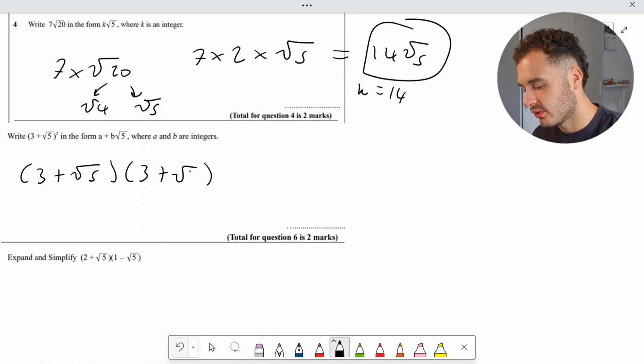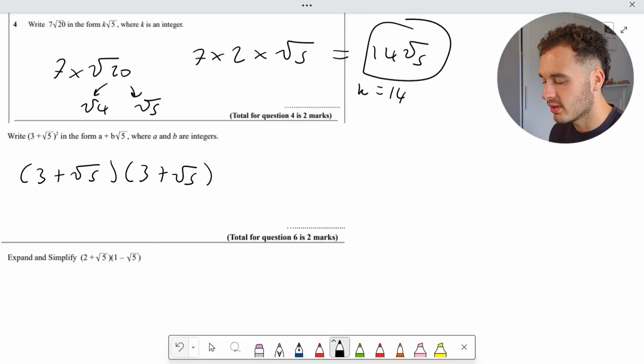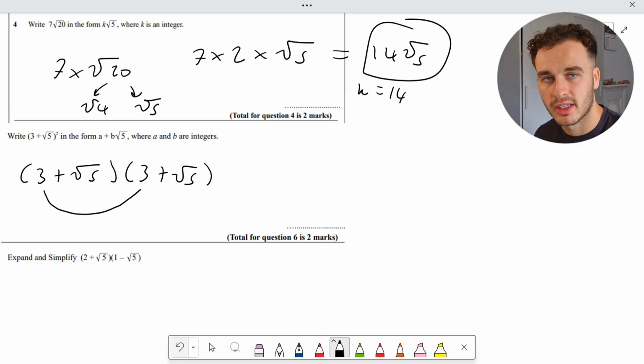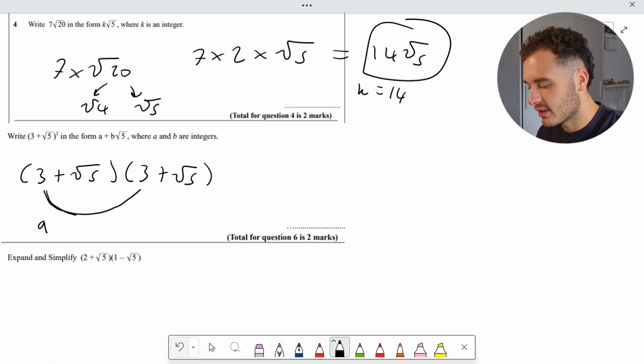I'm going to use FOIL, which I also called the parrot method, because you can kind of make a little parrot afterwards, which I'll show you. But 3 times 3 first is 9, and then 3 times by root 5 is 3 root 5.